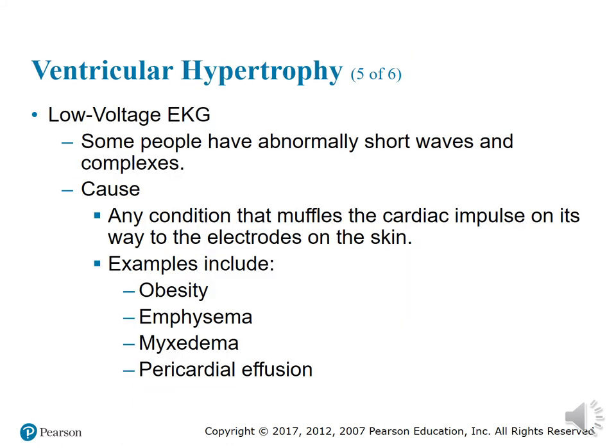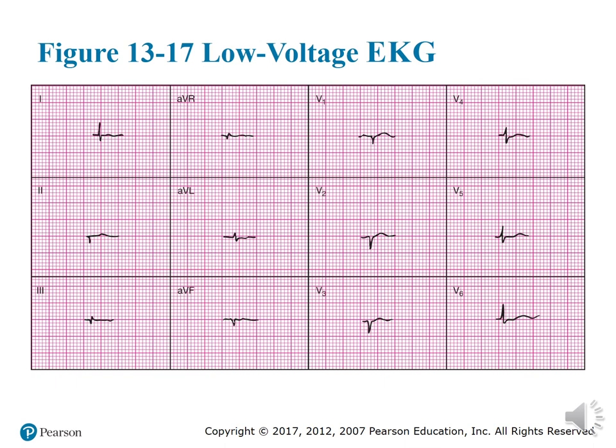Quick: low voltage EKG. Some people have abnormally short waves and complexes. The cause of this is any condition that muffles the cardiac impulse on its way to the electrodes on the skin. Examples include obesity, pericardial effusion, and myxedema. All right, this is what low voltage looks like. It's like you can't really see what's going on. Almost hard to interpret anything.